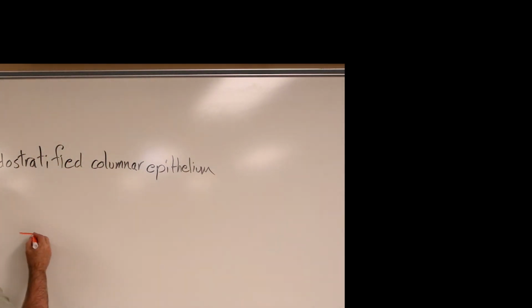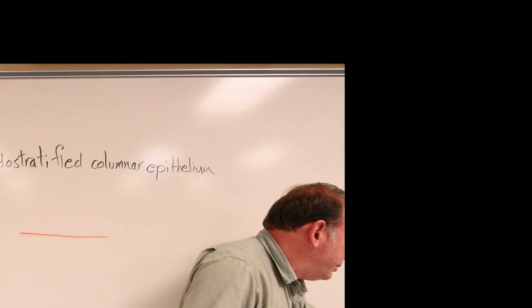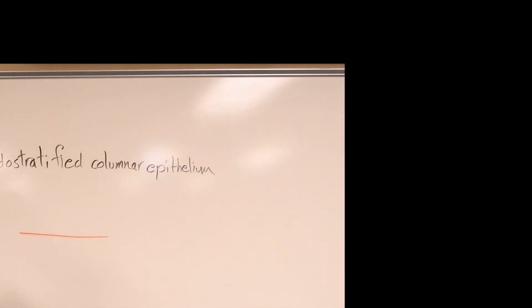Pseudostratified columnar epithelium. All of the cells in the pseudostratified columnar epithelium have contact with the basement membrane. Not all of them reach to the top of the surface layer.